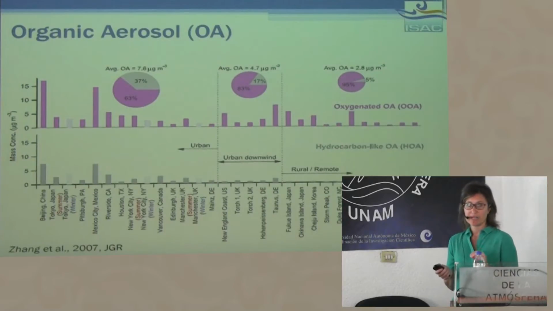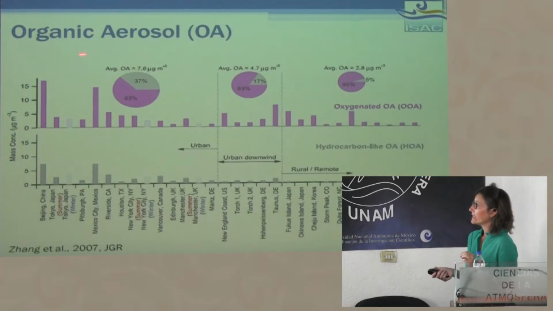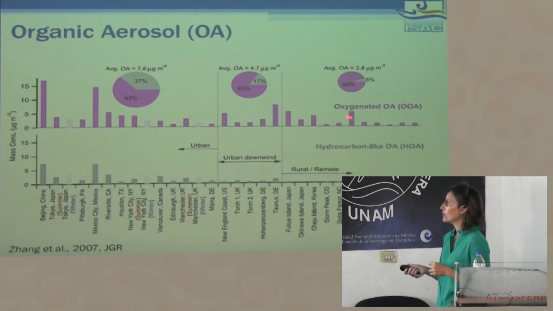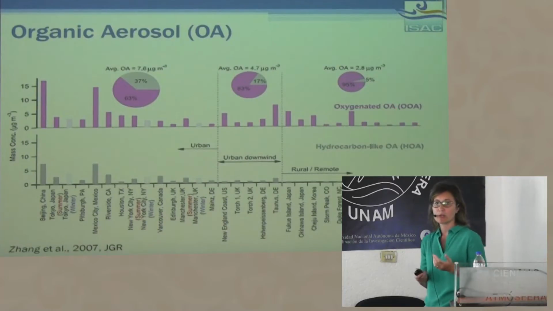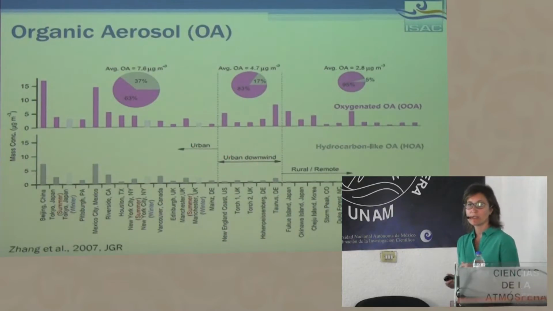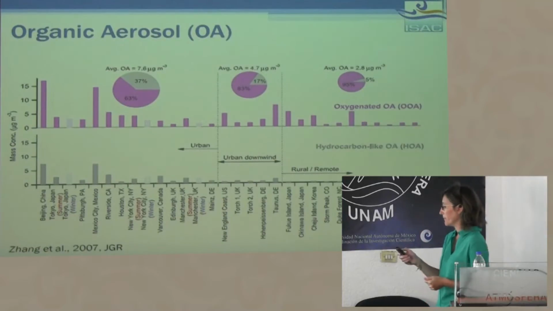They applied the positive matrix factorization analysis to identify the different components of the organic aerosol. In a very simplified description, we can describe the organic aerosol as composed of 2 components: the hydrocarbon-like organic aerosol, which is mainly related to primary emission, fresh aerosol, and oxygenated organic aerosol, which is mainly a proxy of secondary organic aerosol.